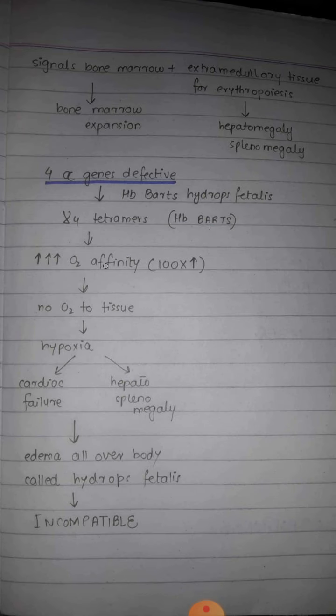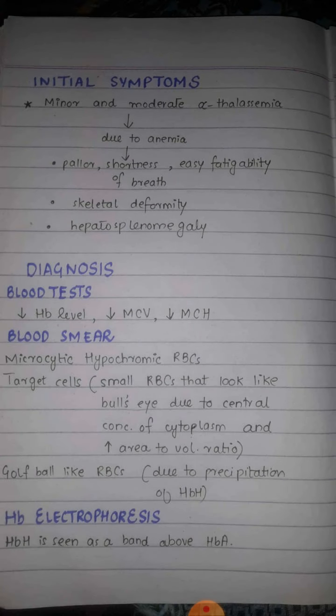It has high affinity for oxygen and it results in hypoxia of the tissues. When there is hypoxia of the tissues, it may lead to cardiac failure or it may lead to hepatosplenomegaly, because there will be extramedullary erythropoiesis, and because of heart failure and damage to the liver, there will be edema all over the body. So it is known as hydrops fetalis, and such children are incompatible with life. Either there is intrauterine death or there will be death immediately after delivery.